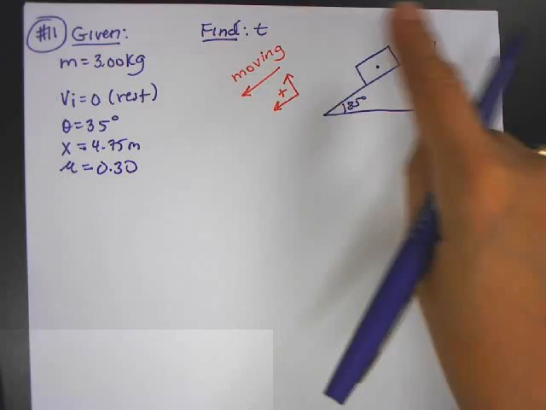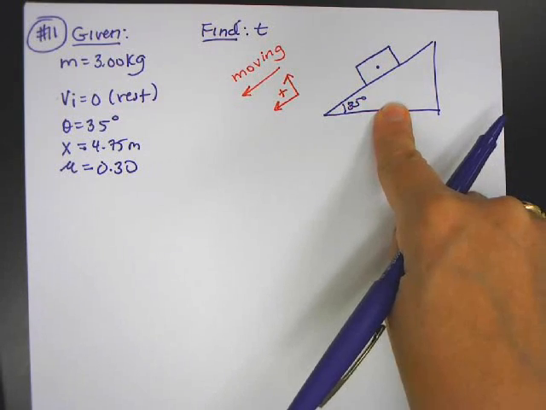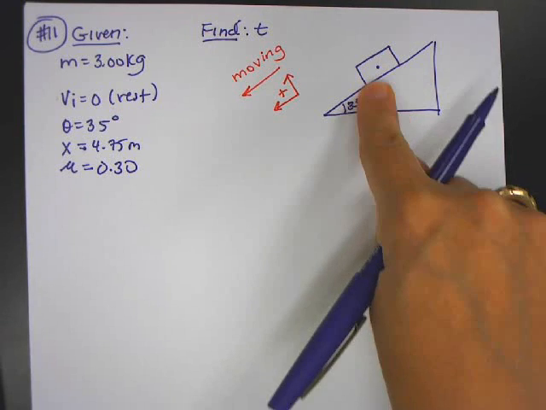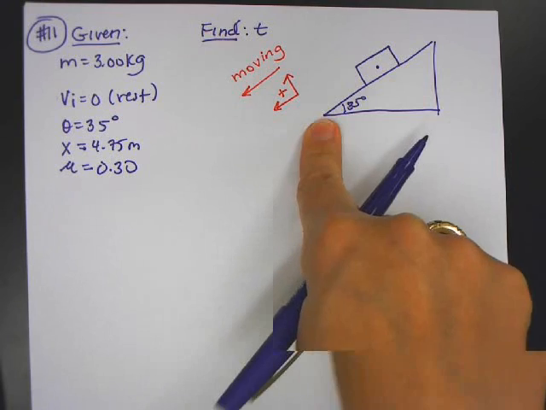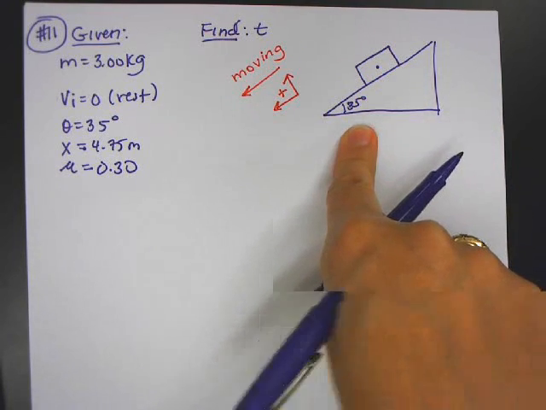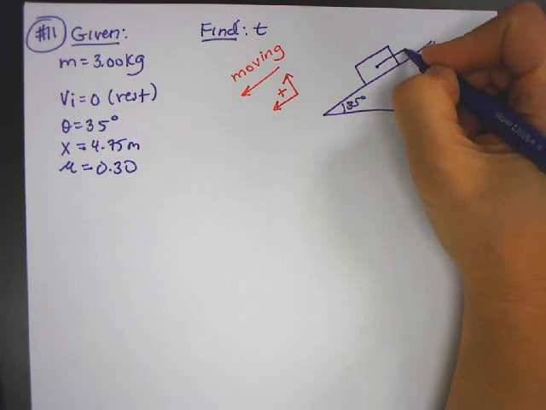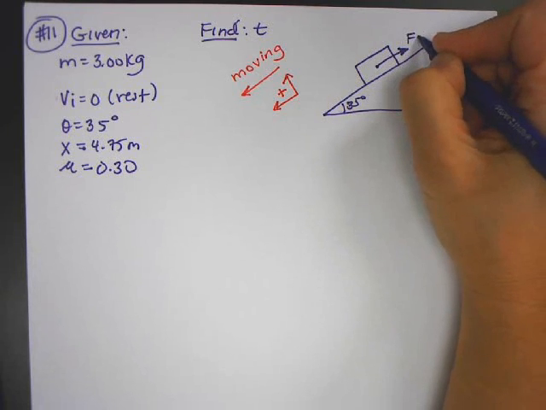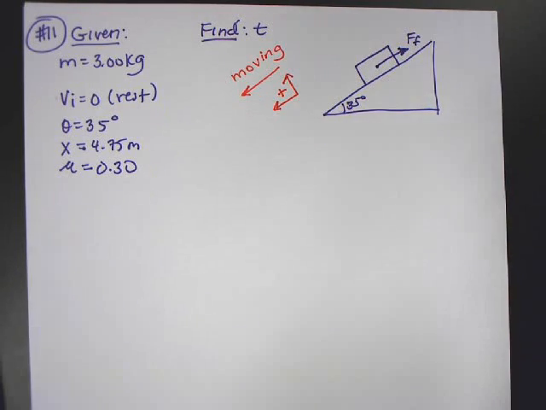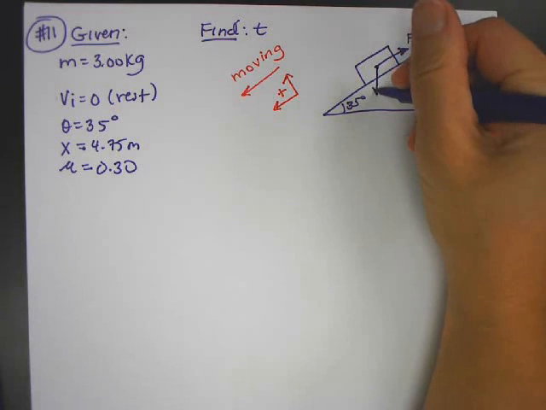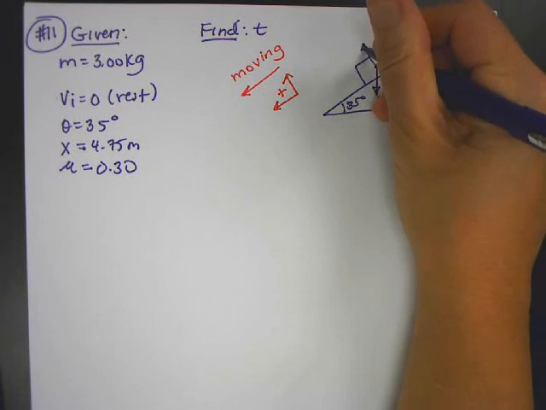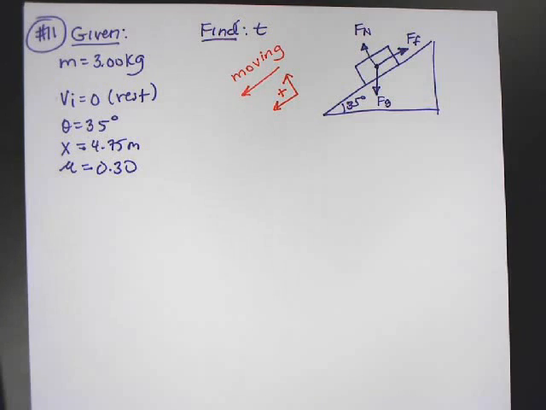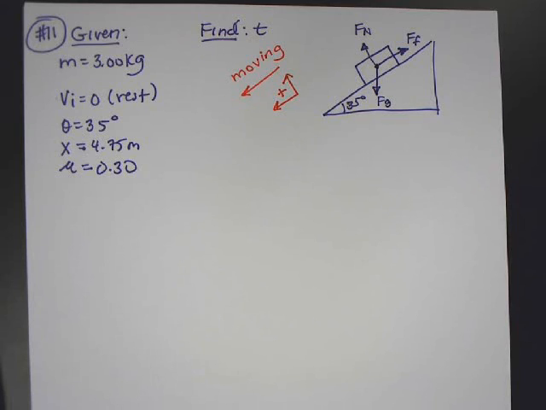So if the box is moving, now is anyone pushing or pulling this box down the incline? No, it's moving because the angle's so big, like I just showed you before, that the component of the weight is pulling it. So there's no applied force. It's moving this way, so that means the frictional force goes in the opposite direction. The force of weight always acts straight down, and the normal force acts perpendicular to the surfaces in contact. So now I see I have all the forces acting on the object.